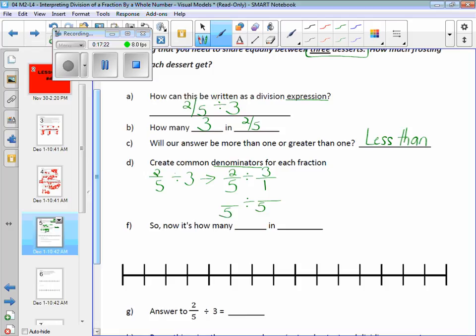Are we good so far? If I look at my first fraction, did I change anything? I did not, so I'm going to leave it as I see it. However, what do I do to go from 1 to 5? Whatever I do to the bottom, I must do to the top. 3 times 5. So now I'm going to ask myself what? How many 15/5 are 2/5?